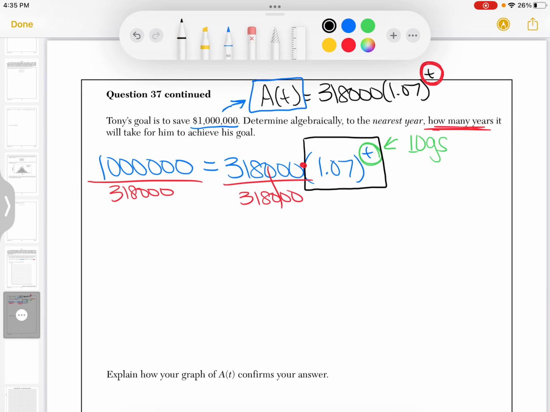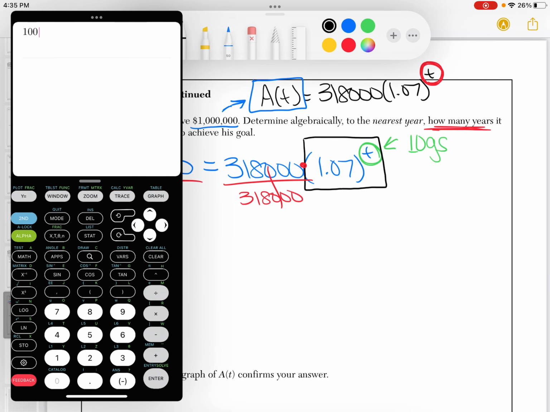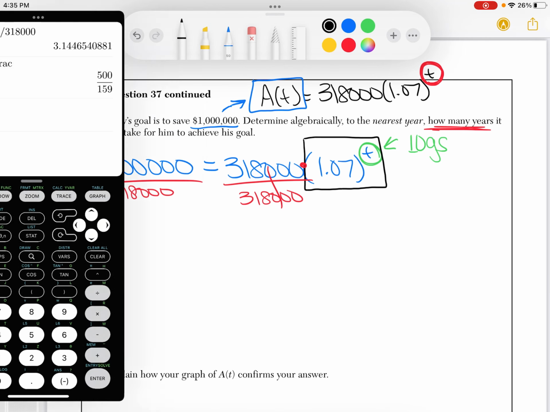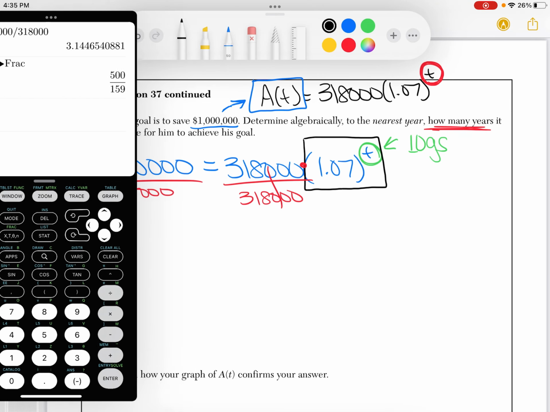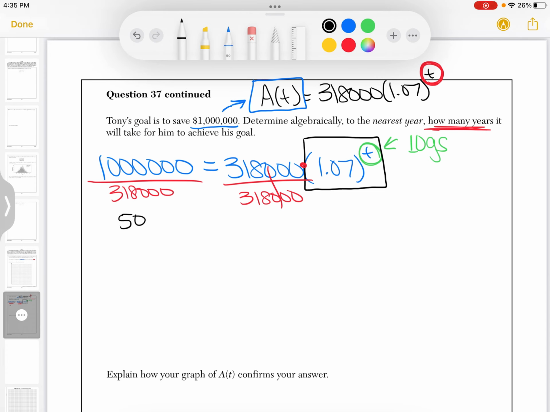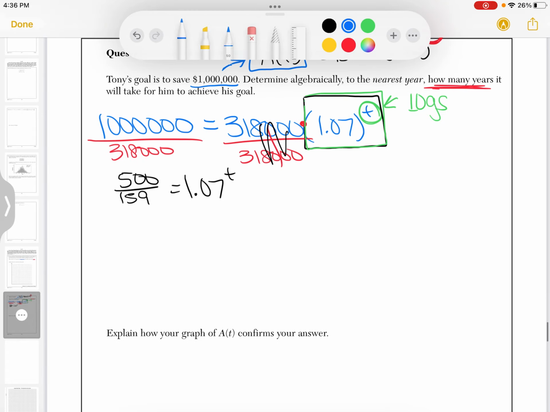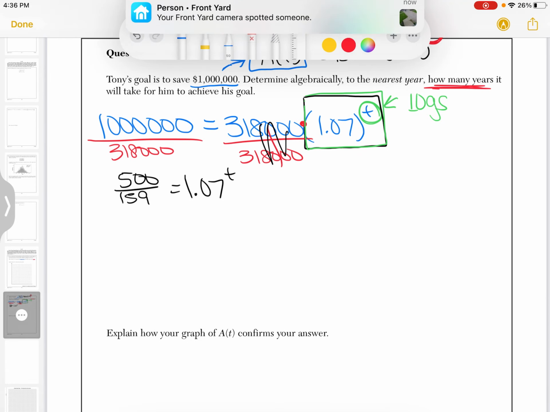So when I divide, I get a yucky decimal. I don't want the decimal. Let me just show you. Divided by 318,000 gets that. I don't like that, so I'm going to math enter it, which simplifies to this fraction. If you would prefer to write the decimal, remember you can't round it early, but you can use the whole decimal. I'm just going to use a fraction. It's 500 over 159 equals, since these canceled, I'm just left with 1.07 to the t. That was the part that was boxed in, so now I'm good to go for taking logs.